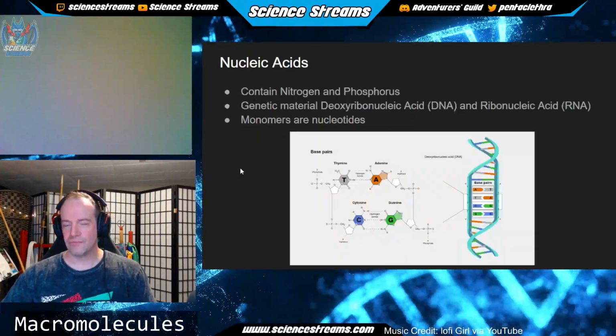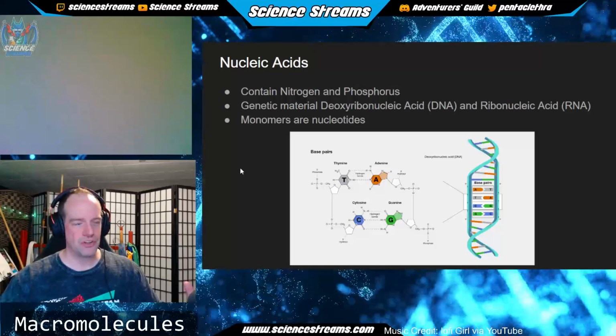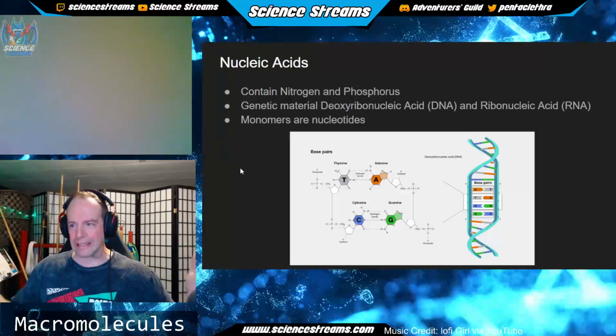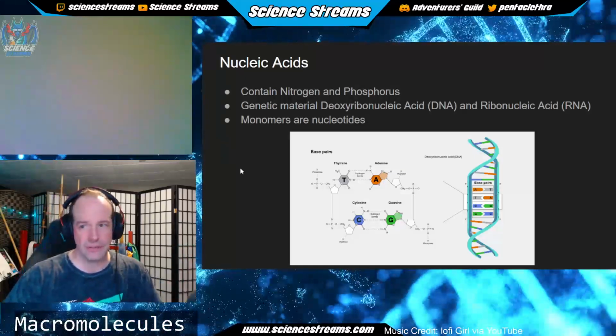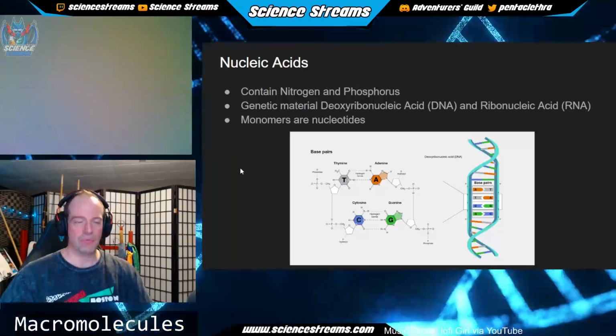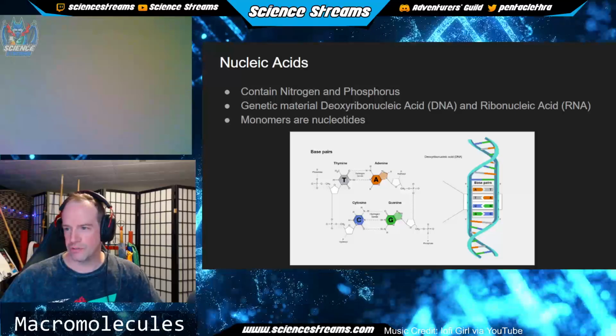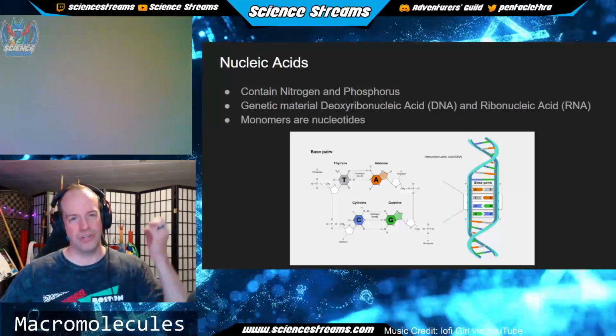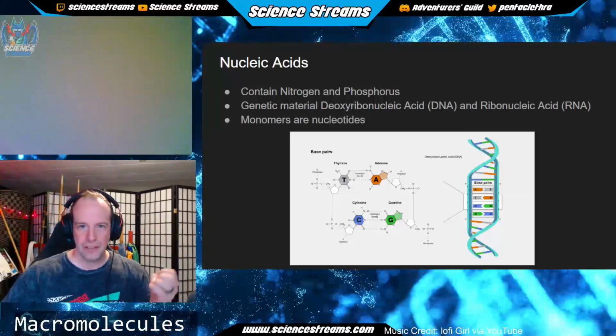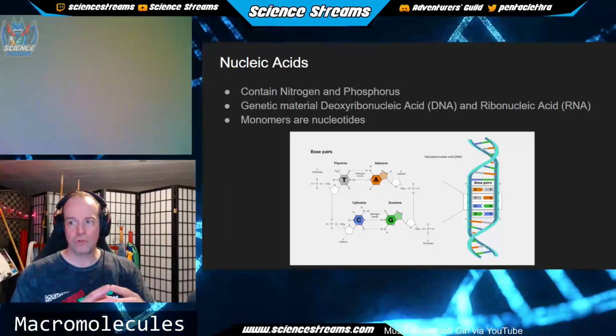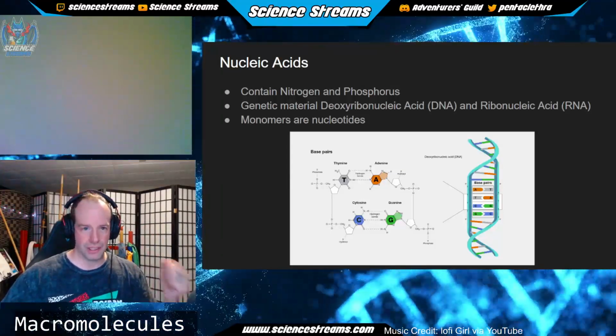The last macromolecule we're going to talk about, nucleic acids. And nucleic acids contain both nitrogen and phosphorus. They contain both nitrogen and phosphorus. It's a genetic material, that's DNA and RNA. The monomers are called nucleotides.